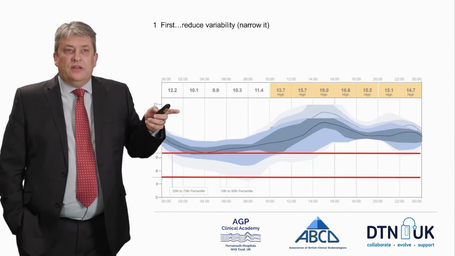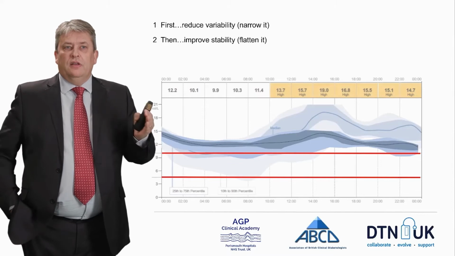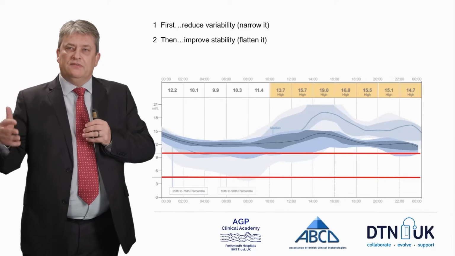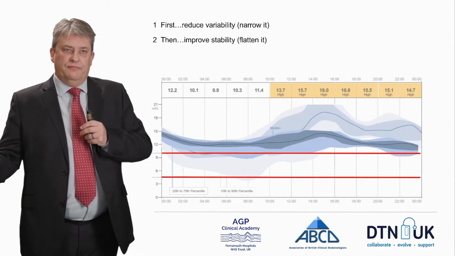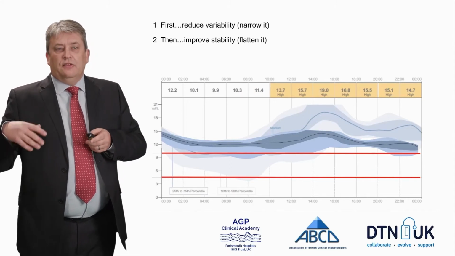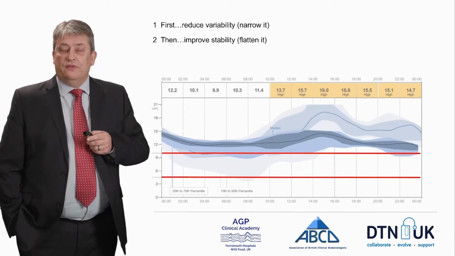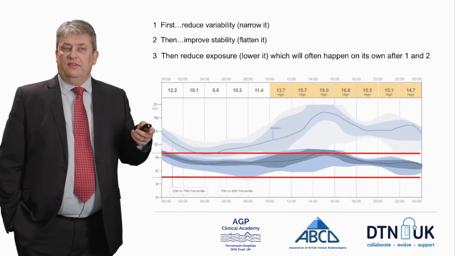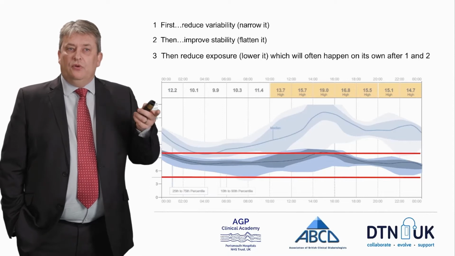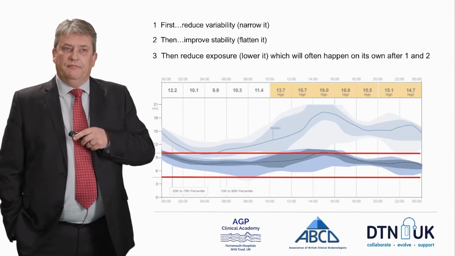And in order to do that, we now need to try and flatten the profile. And of course, flattening the profile means balancing up mismatches between parts of the day when there is too little insulin and parts of the day when there may be too much insulin. Once we produce a profile that is narrower and flatter, the job of getting it down into the target box is actually relatively straightforward. And for most people who have type 1 diabetes, step 3 is actually not required, because if you address steps 1 and 2, step 3 happens automatically.